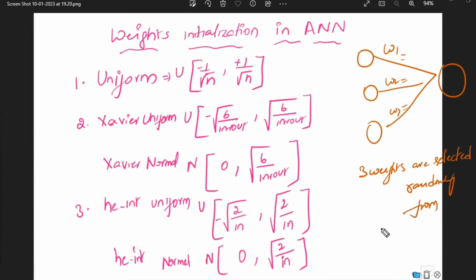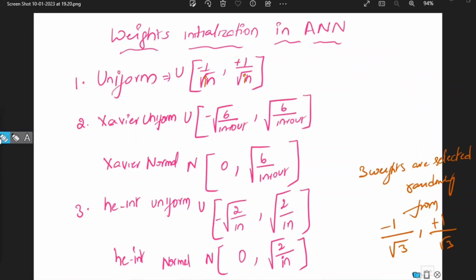from minus 1 by square root of 3 to plus 1 by square root of 3, where 3 is the number of input features, not the weights. This is the number of input features. How many input features? In my case, 3 input features are there. So for example, here, one more neural network I'm drawing: 3 input features, hidden layer and output layer.